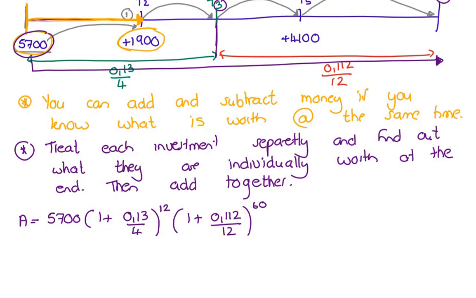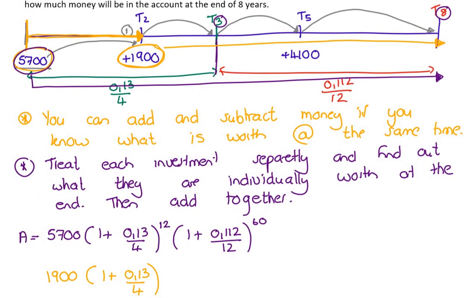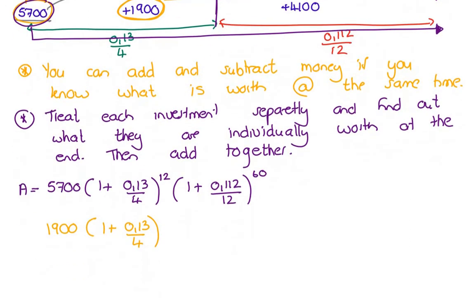So my next amount is 1,900 Rand. Let us find out what that would be worth individually all the way at the end. So if I take 1,900 Rand, it was in the account at 13% compounded quarterly. Now it was only there for 1 year, from 2 years to 3 years. So that's 4 quarters. And then again, we don't push pause, we just keep going. 11.2% compounded monthly for the full 5 years.